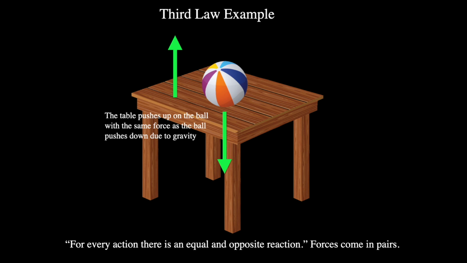The ball's not moving on the table. It's at rest on the table. However, it's being acted on by the force of gravity. And the table is pushing up on the ball with exactly the same amount of force that gravity is pulling the ball down. So therefore, the ball's at rest on the table.